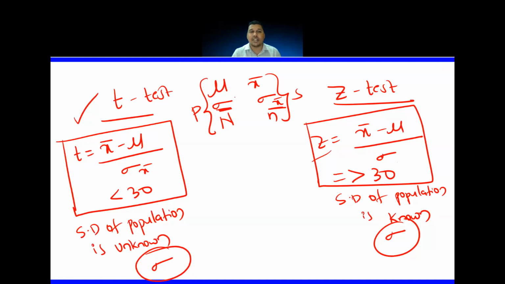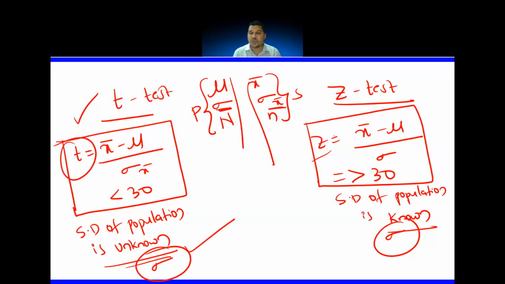Okay, so these are the population parameters, these are sample parameters. From the given problem, you will see whether the standard deviation of the population is known or unknown. If it is unknown, apply T test. If it is known, apply Z test. If it is known and still you are confused, you can apply T test for sample size less than 30. You can apply Z test for sample size greater than or equal to 30. Right, so this is a little about T test and Z test.